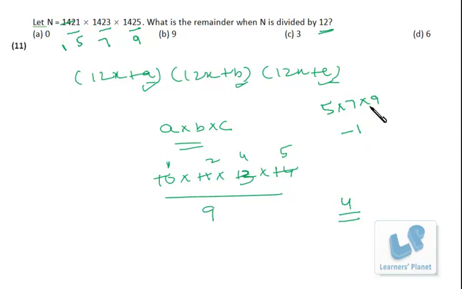Now minus 1 into 9, if it is divided by 12, the remainder is minus 9. So finally the remainder will be not minus 9 but 12 minus 9, that is 3. So this expression, if divided by 12, the remainder will be 3. Okay, as simple as that.